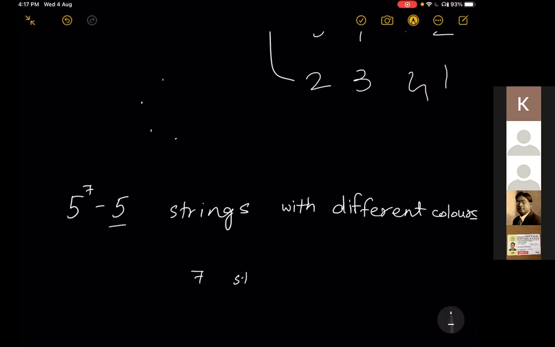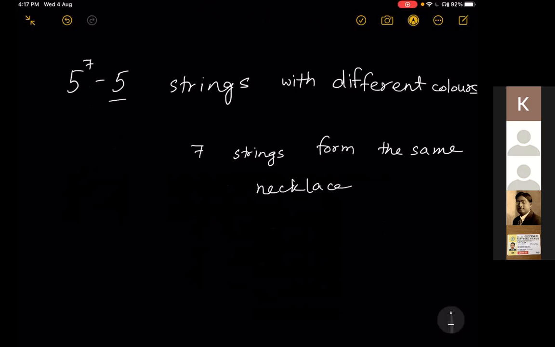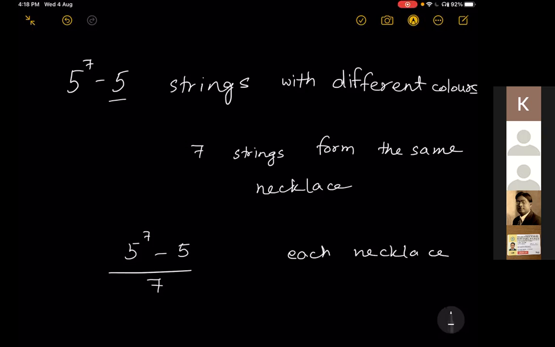Now 7 strings form the same necklace. So how many necklaces can we form from this collection of strings? 5 to the power 7 minus 5 divided by 7, right? Because we are counting each necklace, the answer should be an integer. Very good. So see, we are counting each necklace. Each necklace can be made from 7 different strings.